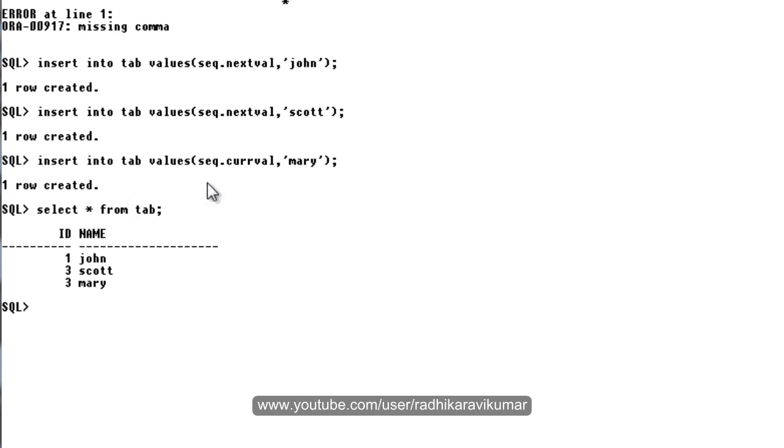Then finally, in the next insert, I have given it as CURRVAL. That means it will fetch me the current value, that is 3 itself. So it's given the value as 3. So this is how the sequence generator will work.